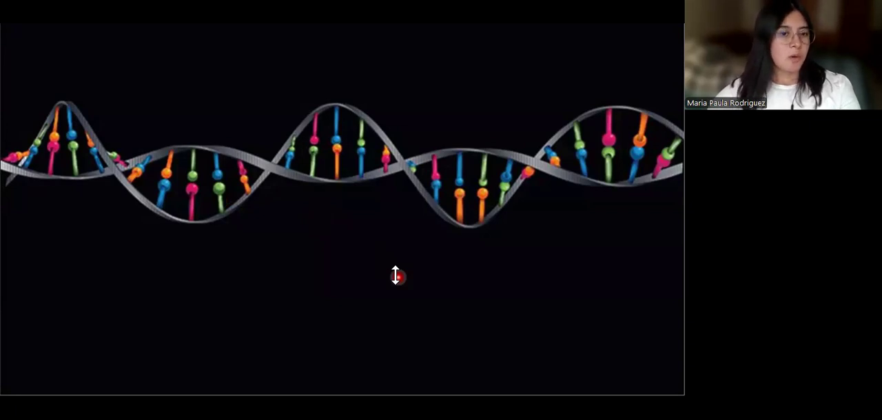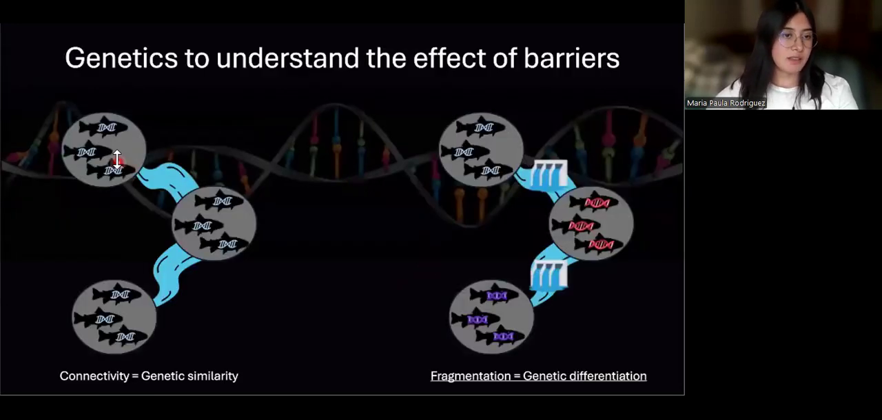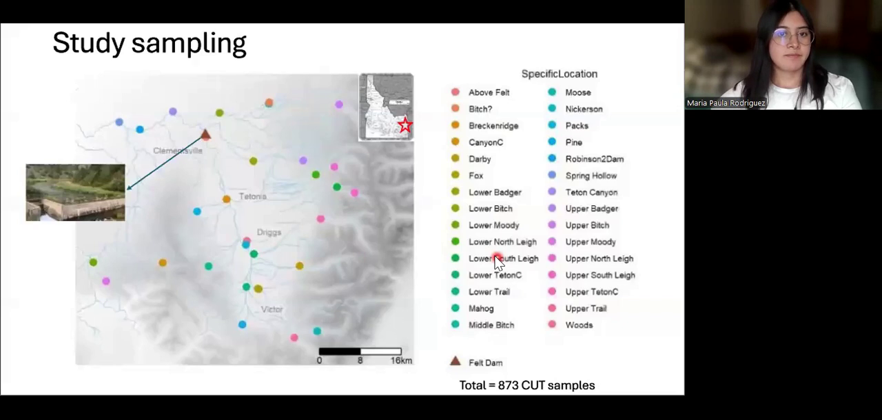You may be wondering why genetics? Well, the reason is that we can study the effect of barriers on populations based on the patterns of genetic differentiation they exhibit. When individuals can move freely between populations, these populations will be connected and tend to be genetically similar. However, the movement of individuals will decrease when barriers fragment the population distribution. Thus, populations will become isolated from each other and will become genetically differentiated.